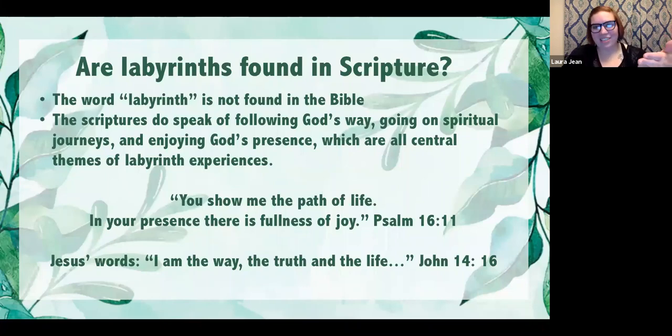You can't get off that track. You're going on a journey to the center of the labyrinth, and oftentimes people will stop in the middle of the labyrinth to enjoy God's presence. So those are all themes of scripture that also tie into a labyrinth experience.